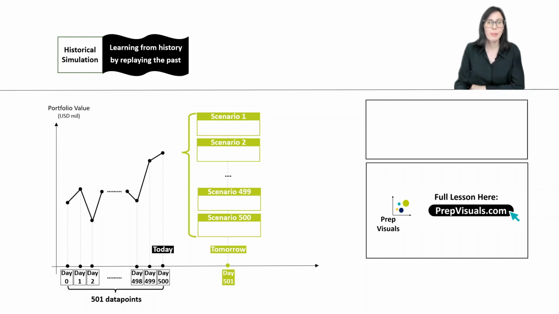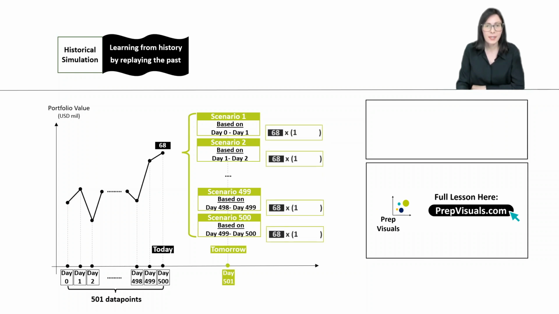Scenario 1 will be based on what happened between day 0 and day 1. Scenario 2 will be based on what happened between day 1 and day 2. Scenario 499 will be based on what happened on day 498 and day 499, and scenario 500 will be based on what happened on day 499 and day 500. To keep things simple, let us assume that the portfolio value for day 500 is 68. And it is this 68 based on which the past will be replayed.